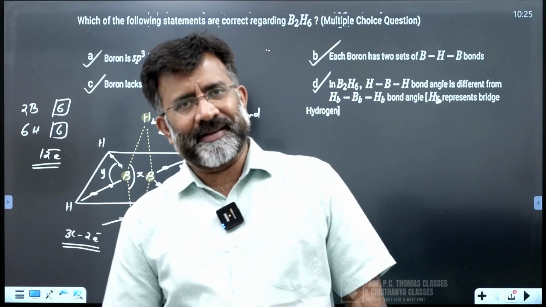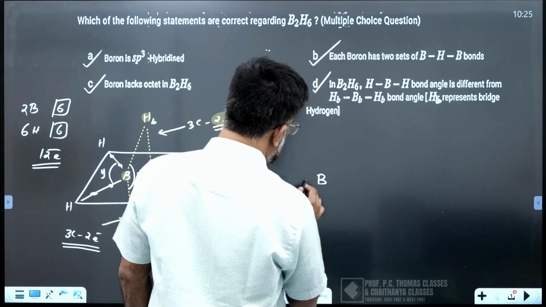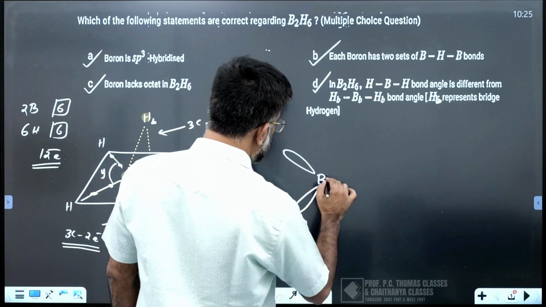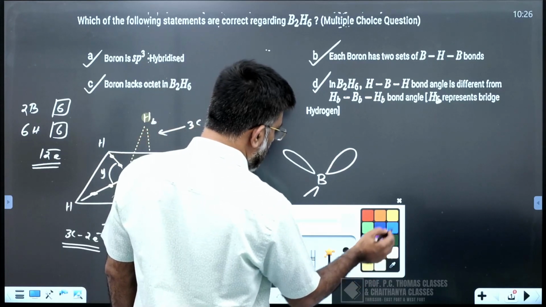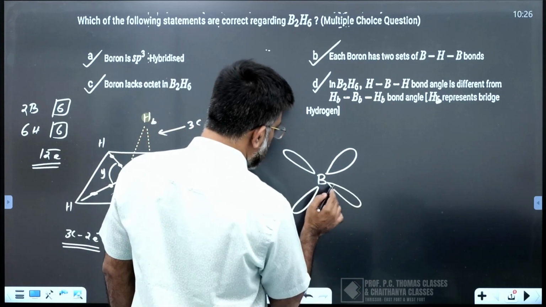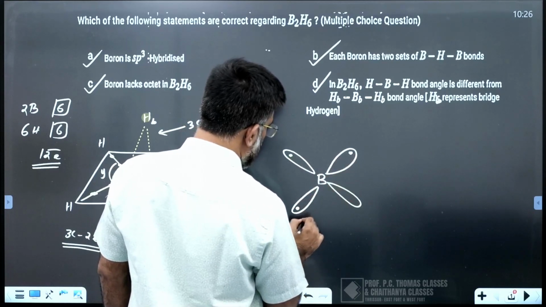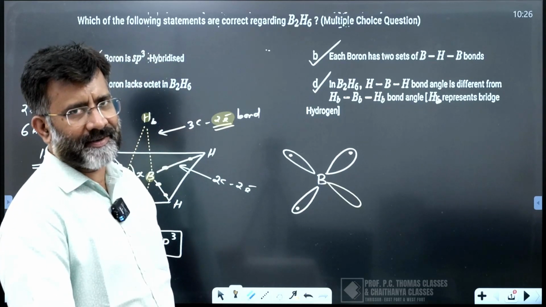It is sp3 hybridized. In fact, boron has sp3 hybridization, one sp3 orbital like this, one like this, one like this, while one orbital is vacant. Here you have 1 electron, here you have 1 electron, here you have 1 electron. This lacks an electron because boron has only 3 valence electrons.